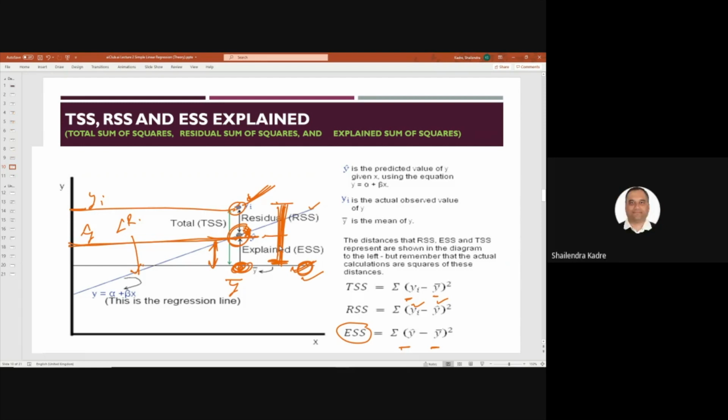Ideally speaking, you want ESS to be equal to TSS. You want RSS to be 0. Whatever is the total error, you should be able to explain with the help of your model. So your RSS ideally should be 0, but it will never be 0, so it should be close to 0. Ideally, if you are a perfect mathematician, your TSS and ESS should be equal. But there will always be error, so we'll have some RSS also, and we want RSS as close to 0 as possible. I think it is understood now.